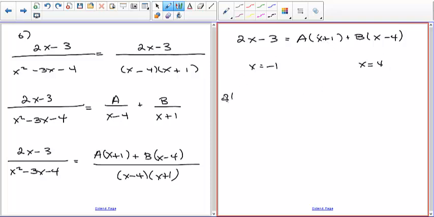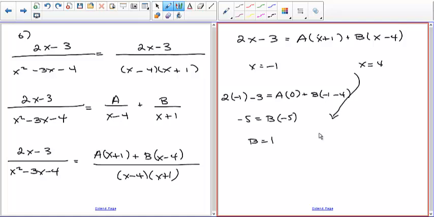So you'll have 2 times -1 minus 3 is equal to A times 0, because if I plug -1 in here, -1 plus 1 is 0. And then you have B times -1 minus 4. So over here we have -2 minus 3, which is -5. Then we have B times -1 minus 4, which is -5. So you can see B is equal to 1. And we do the same thing here. Plug in x equals 4.